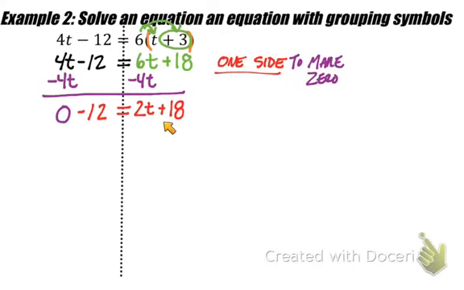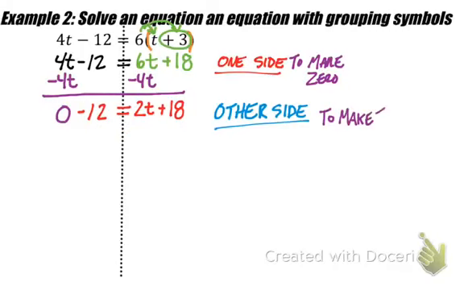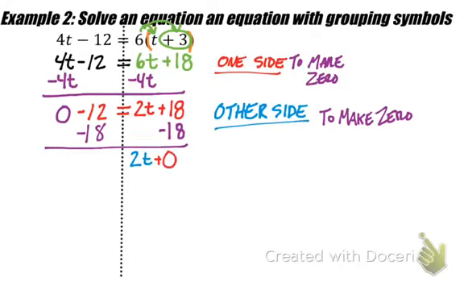So right now we're adding 18 to the positive 2t. So we're going to move the positive 18 and make that 0 so that we are just moving all the constants to the opposite side of where we put the variable term. So to make that 0, the inverse operation of adding 18 would be to subtract that 18. So I do that to both sides, so negative 12 minus 18 gives us negative 30. So negative 30 equals 2t plus 0.